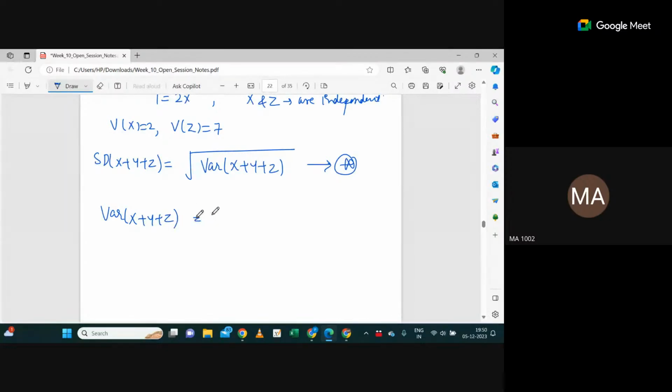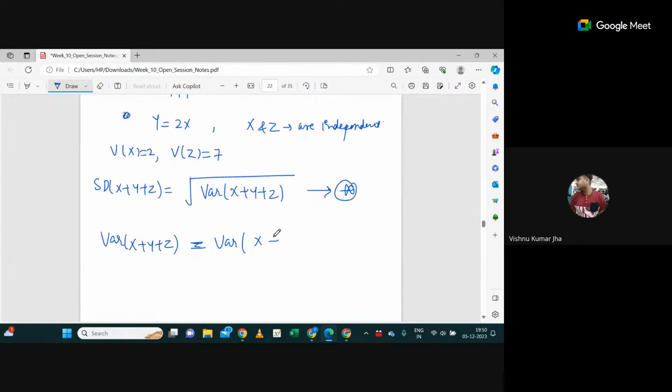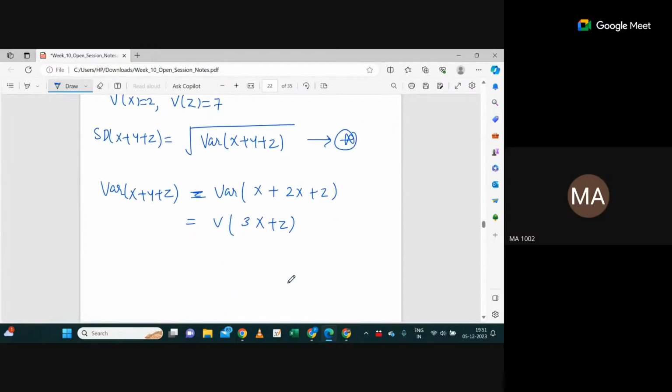What is the value of y? Y is nothing but 2x. Yes, sir. I can replace it, right? I can simply write down 2x in the place of y. What it will be is the variance of 3x plus z, right?